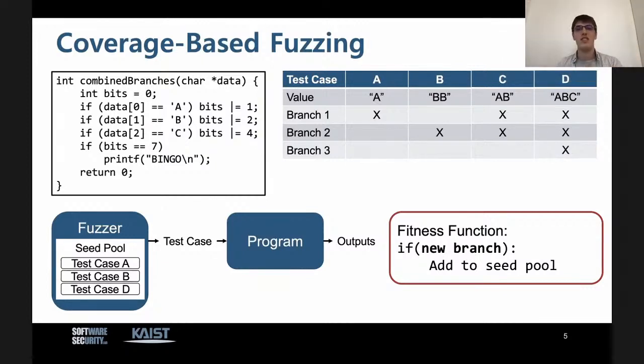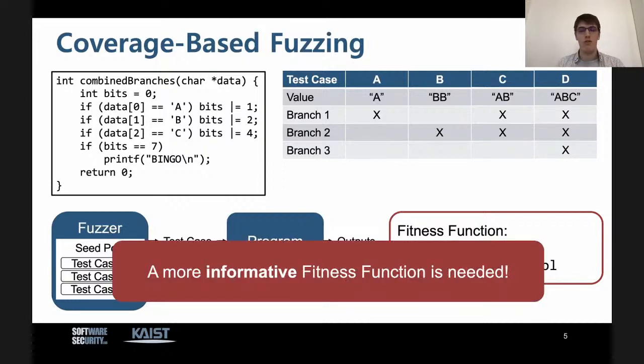However, test case D is quite unlikely to be generated with test case A and B in the seed pool. It would be much more likely to generate test case D if we had test case C in the seed pool. However, as we said, test case C is ignored because it just combines already existing branches, so it is ignored by coverage-based fuzzing. Therefore, we would like a more informative fitness function in the sense that it takes into account combinations of branches.